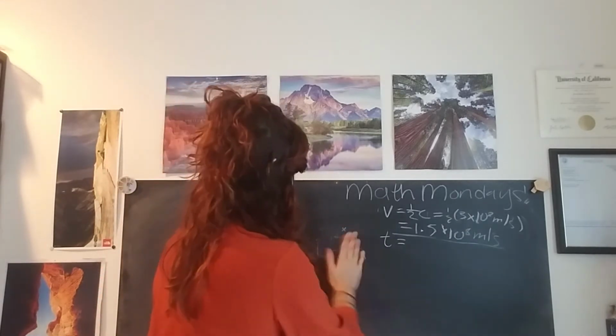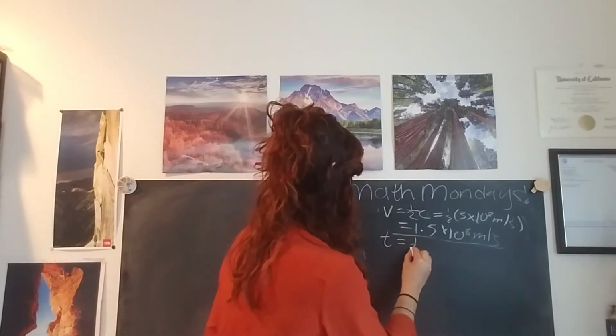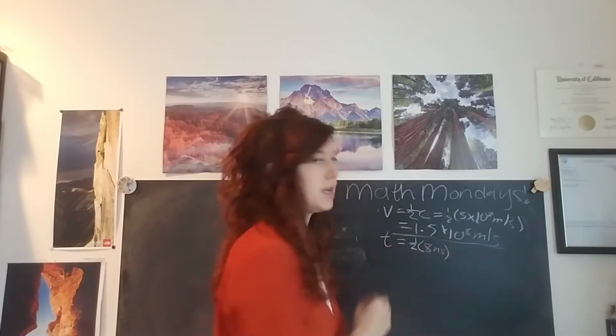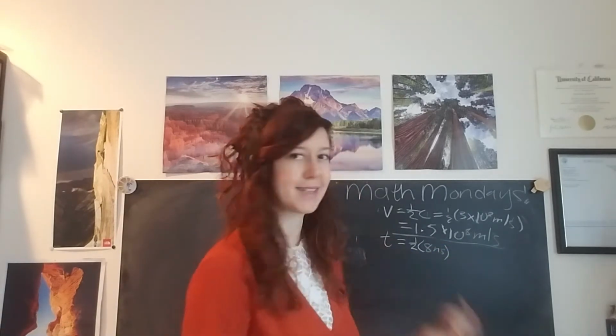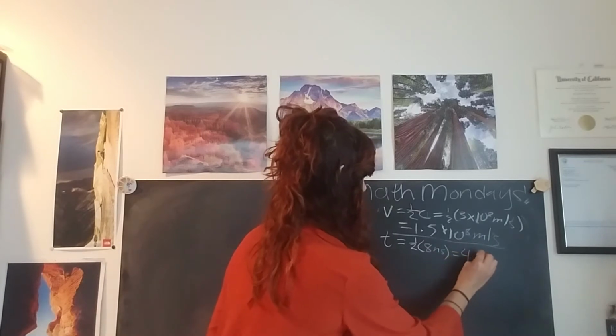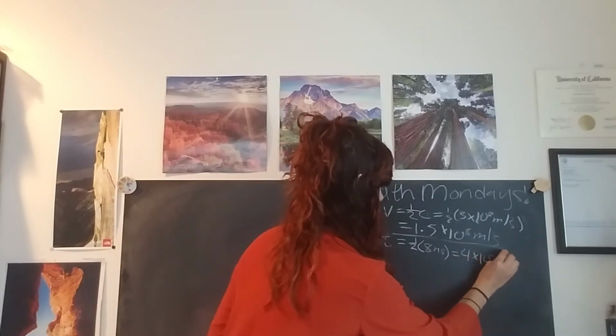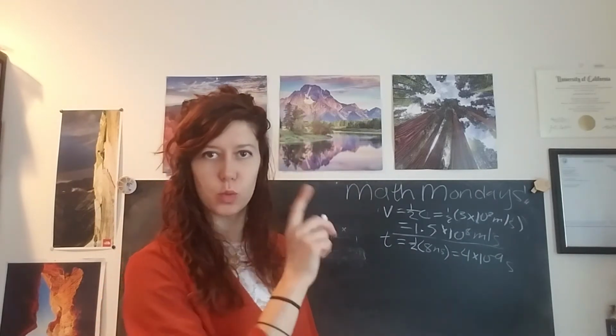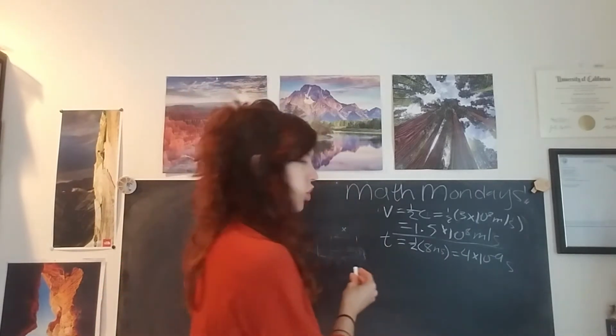I'm going to erase that. So t is 1/2 times 8 nanoseconds, and nano is just a prefix, which means 10 to the -9th. And so this is going to be 4 times 10 to the -9th seconds. Okay, and now we pull in our handy-dandy equation.